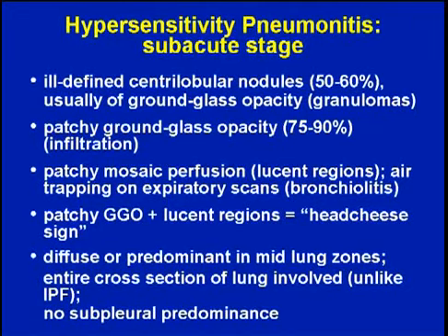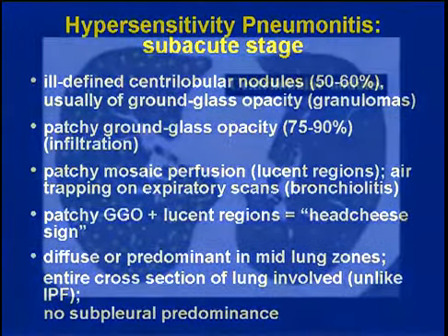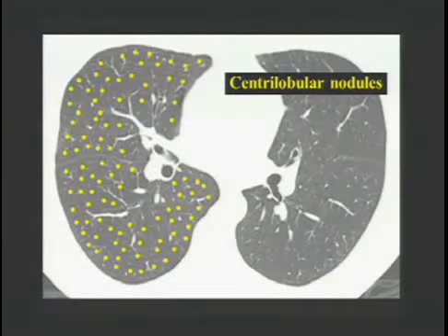Now, this disease tends to be diffuse or predominates in the mid-lung zones. Unlike IPF, it involves the entire cross-section of lung. If you're looking at the CT scan, it does not predominate in the periphery, does not predominate in the central lung, and involves the entire cross-section of the lung you're looking at. No subpleural predominance. Now, centrolobular nodules, typical of this condition in many patients.